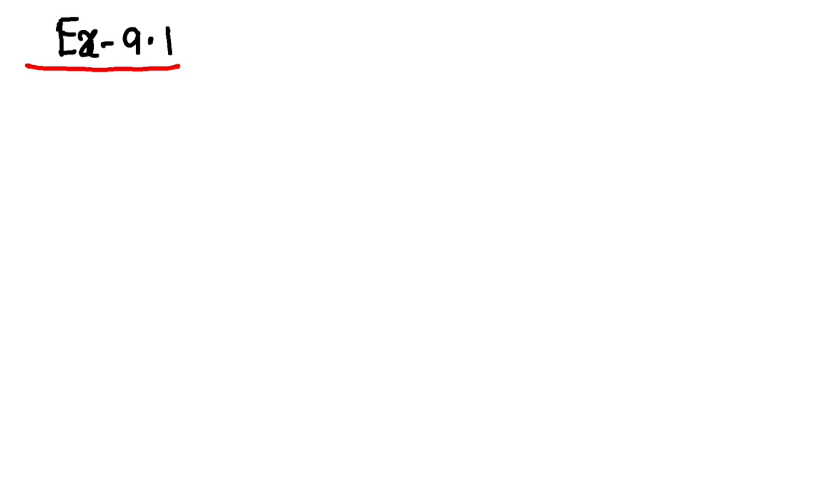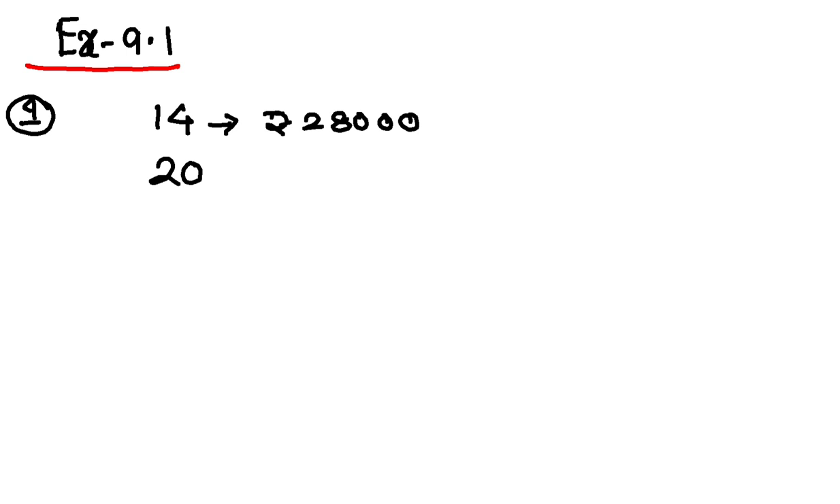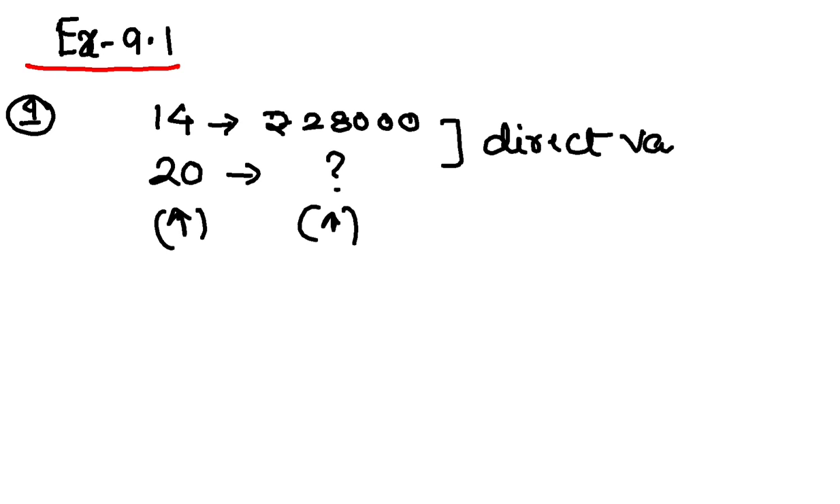The first question is, there are 14 watches and the cost of 14 watches is rupees 28,000. They are asking what will be the cost of 20 watches. Now you have learned the concept of direct and inverse variation. If the number of watches is increased, the cost will also increase. That means these two quantities are in direct variation. So if they are in direct variation, the process is very simple.